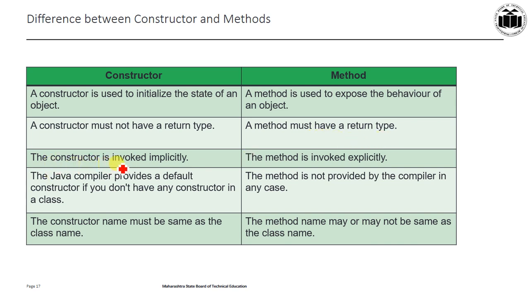The constructor is invoked implicitly. The method is invoked explicitly. Java compiler provides default constructor if you don't have any constructor in a class, whereas the method is not provided by Java compiler in any case. The constructor name must be same as the class name, whereas the method name may or may not be same as class name.